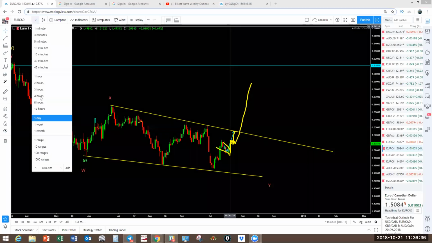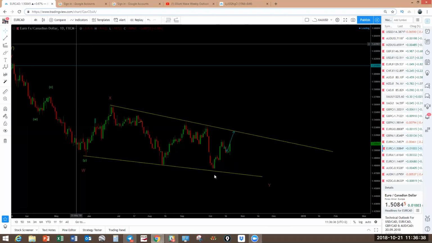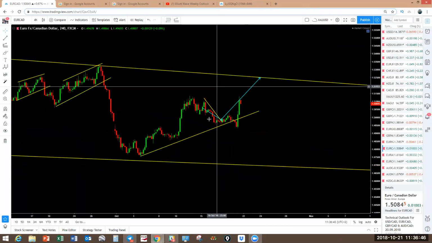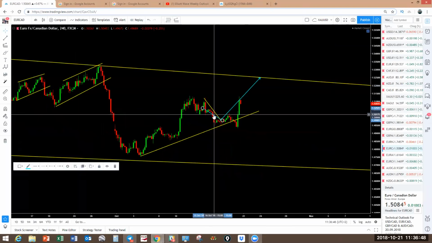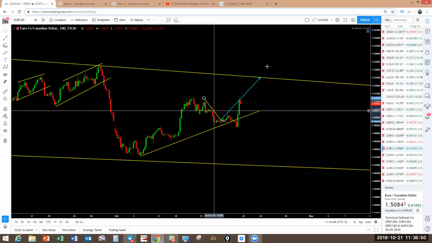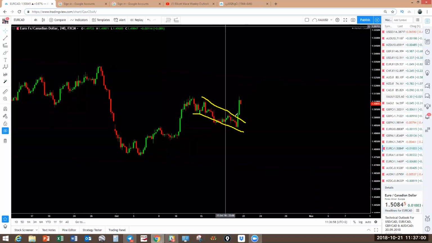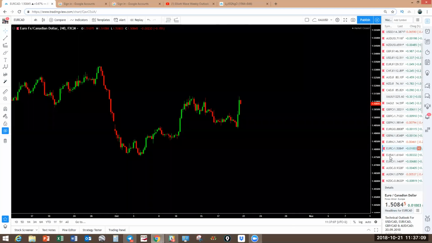So 4 hour. See there, the correction happened. Very clear correction, very clear setup. The first candle closes out here. You get that correction and the trade. Now we're looking for continuation here. Look for continuation to the upside. EURCAD. Right, EURAUD.